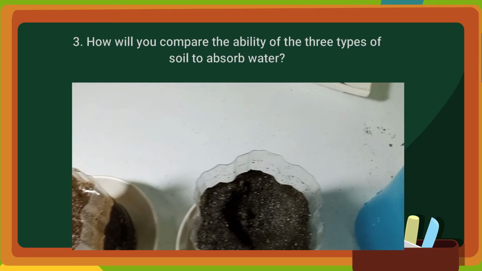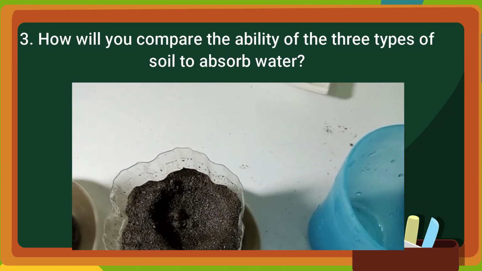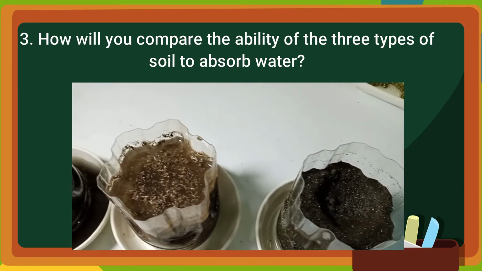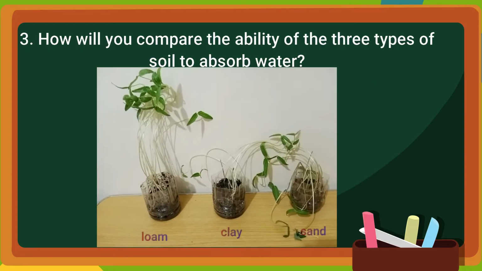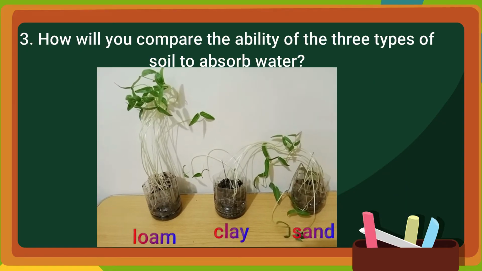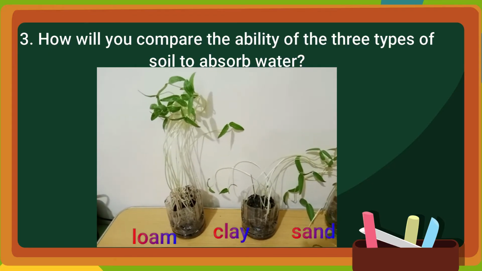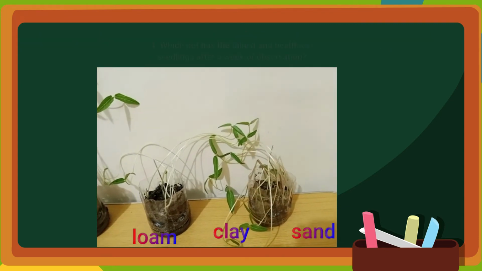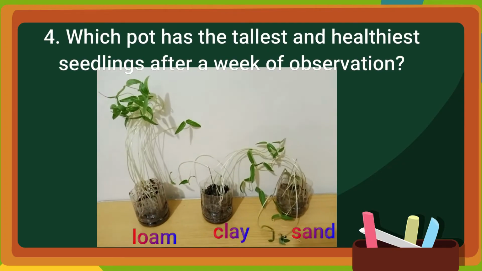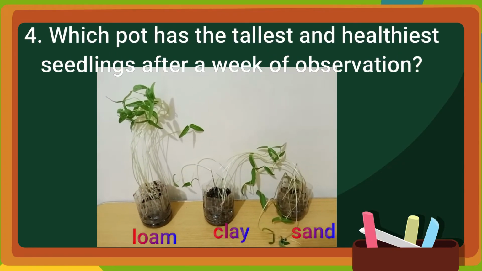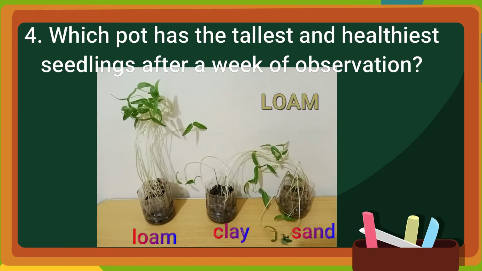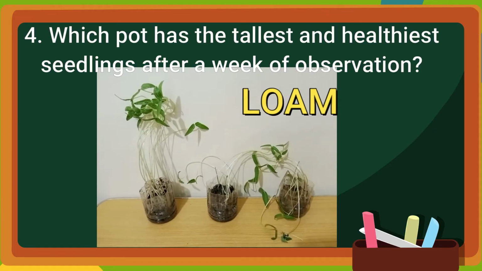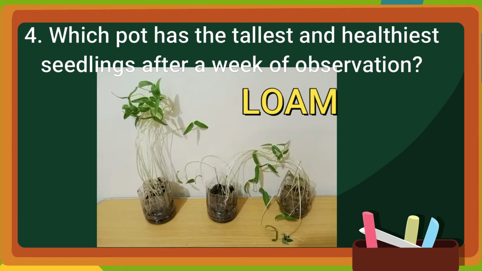How will you compare the ability of the 3 types of soil to absorb water? Yes, clay absorbs water slowly. It has poor water drainage, and sand cannot hold water. Water easily passes through the sand soil, and loam holds a minimal amount of water. Which pot has the tallest and healthiest seedlings after a week of observation? Obviously, loam soil has the tallest and healthiest plants after a week of observation.